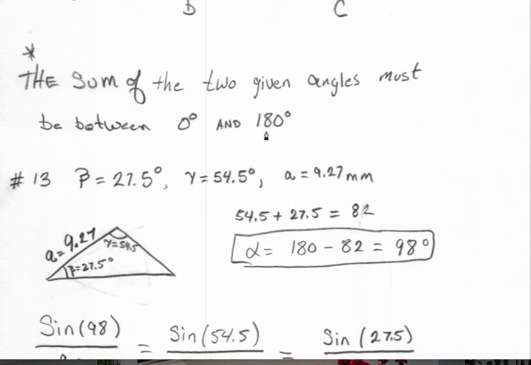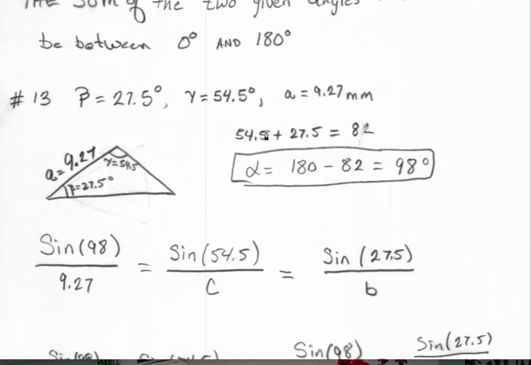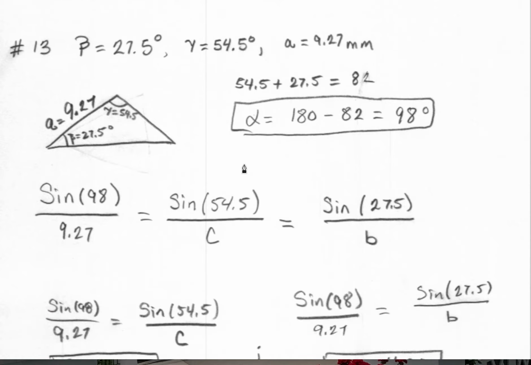So anytime you're given a question and you have two angles in the question, if you add those two angles up, they have to be between 0 and 180, because that's how many degrees there are in all three angles of a triangle. And so if it adds up to be more than 180, then you know you don't actually have a triangle. Okay, so let's look at practice problem number 13.